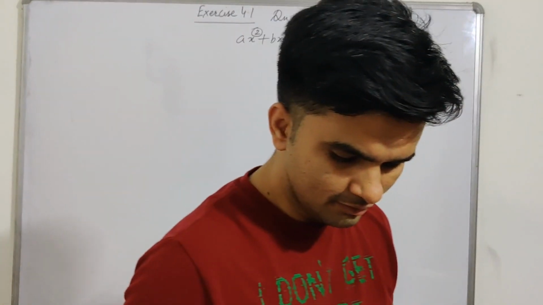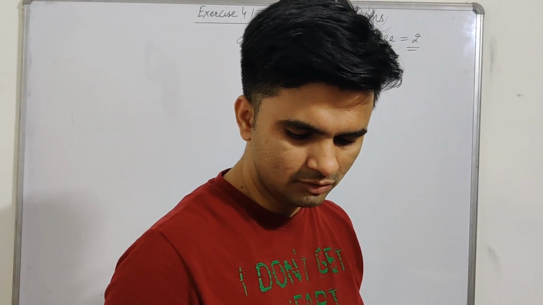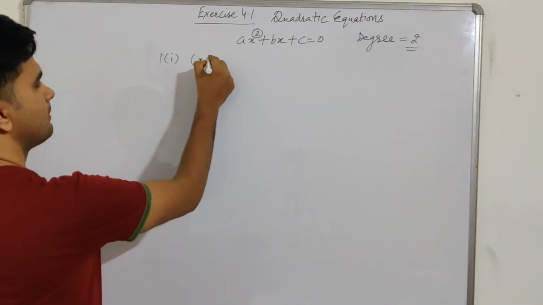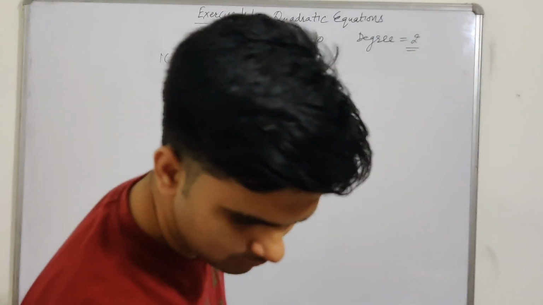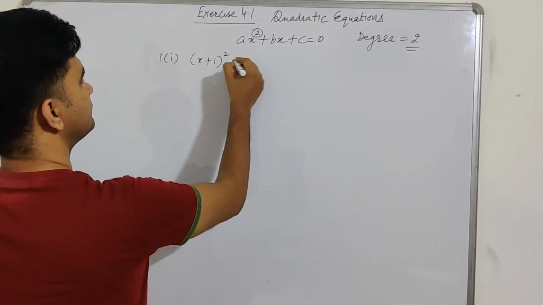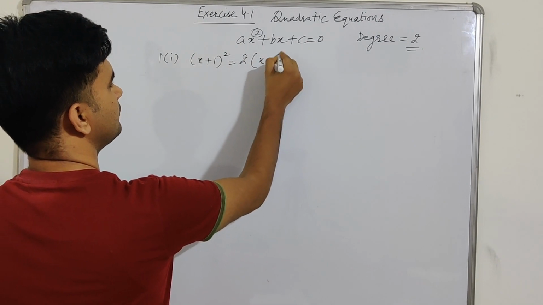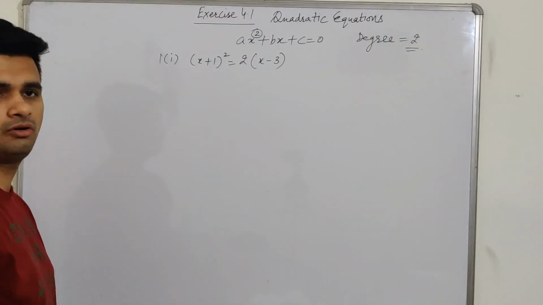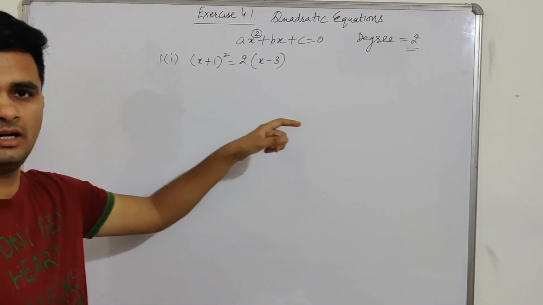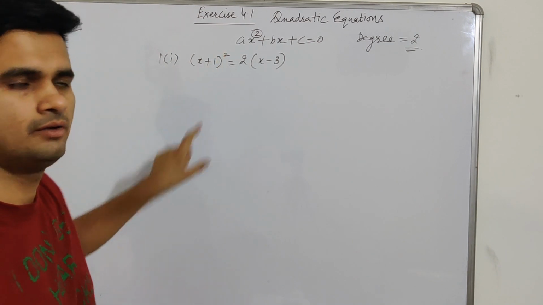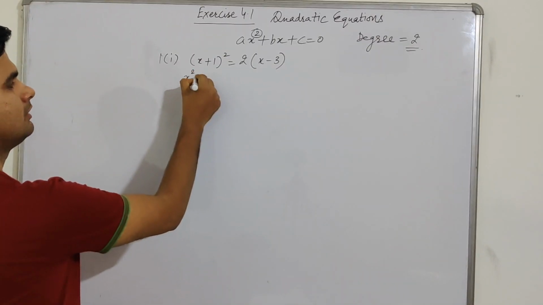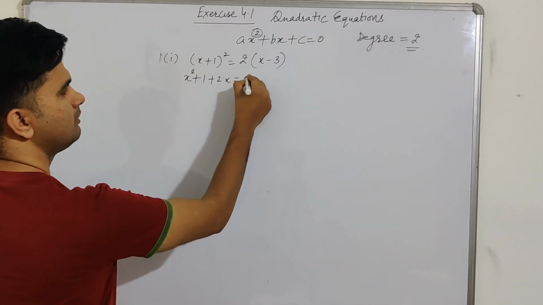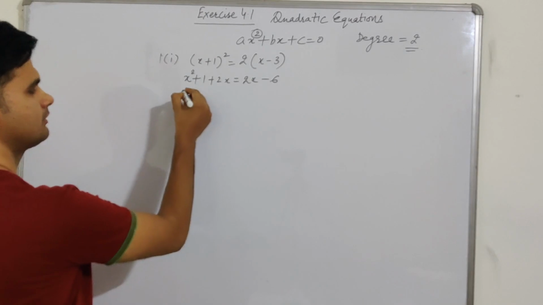In the first exercise, what we have to do is check whether the following are quadratic equations. The first part is given: (x + 1)² = 2(x − 3). Is it quadratic or not? You know this algebraic identity, (a + b)² = a² + b² + 2ab. Now open this bracket, and the right side will become 2x − 6.